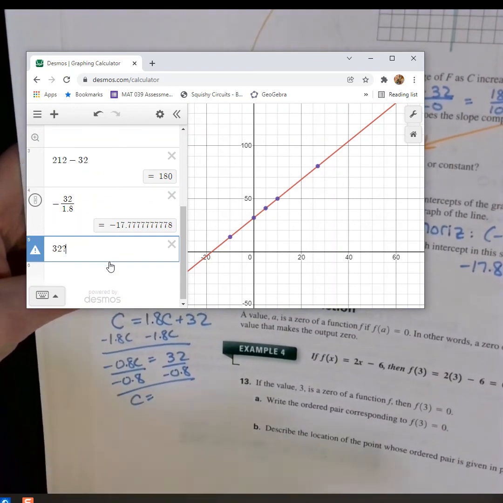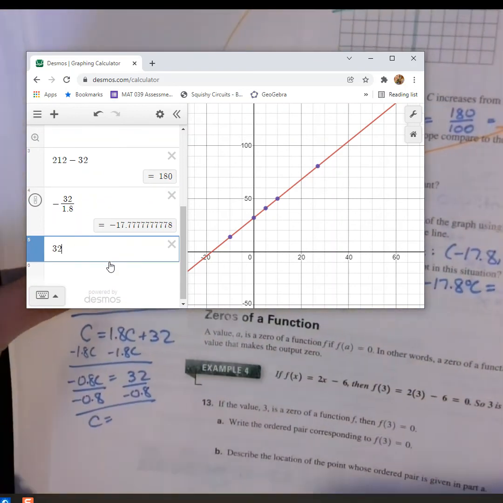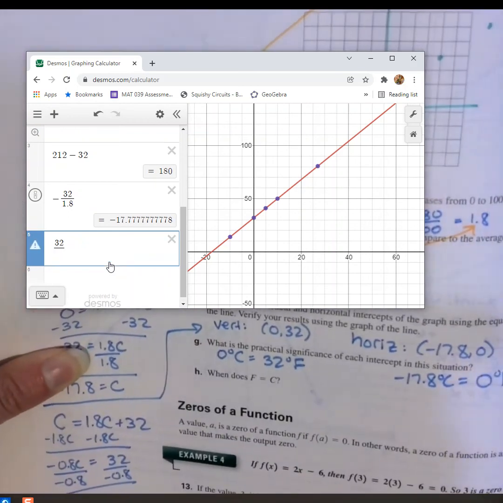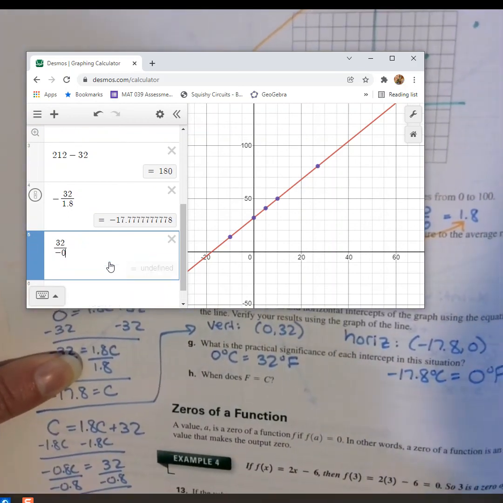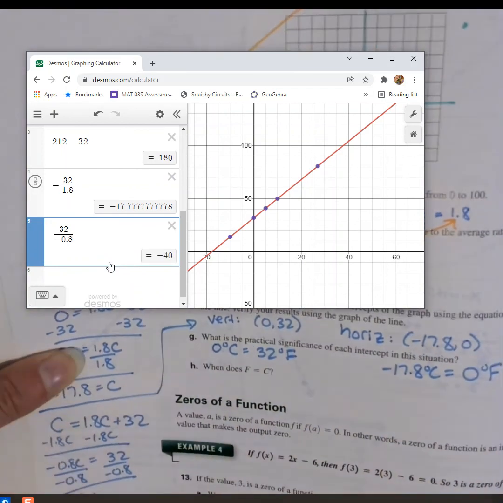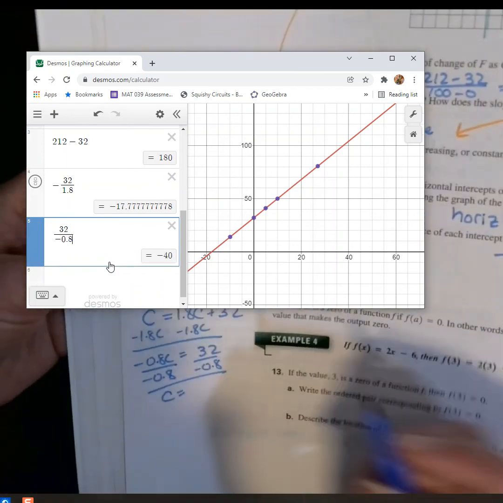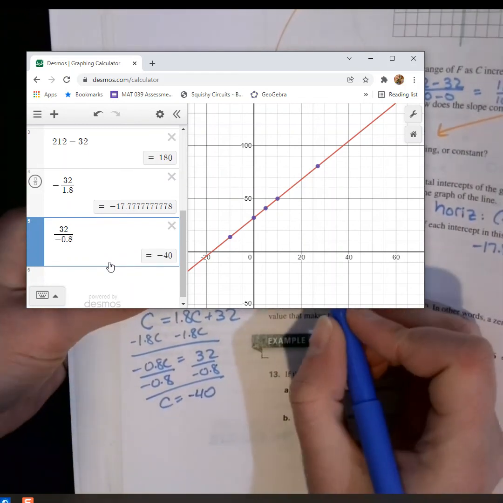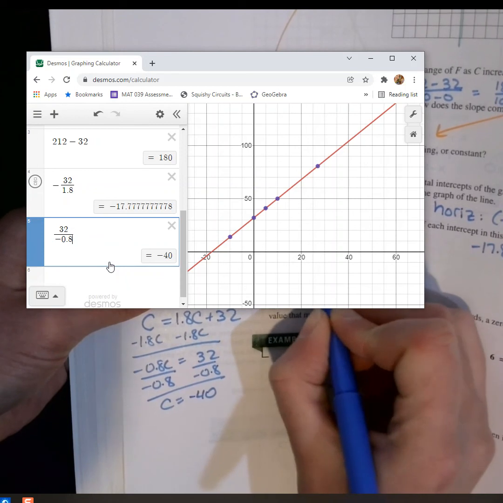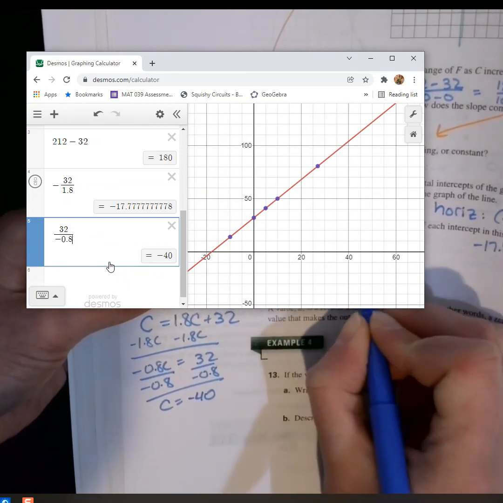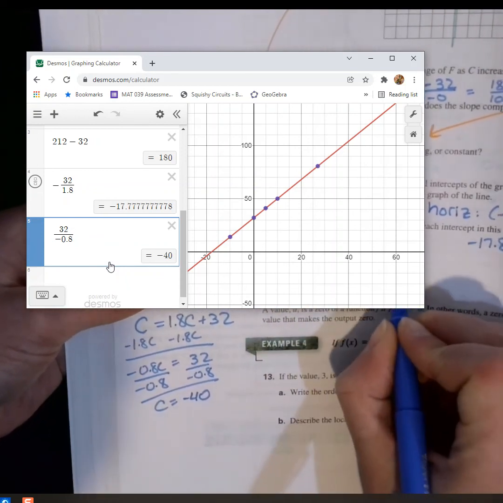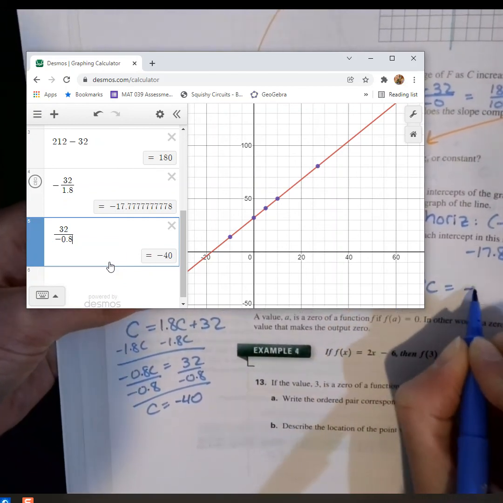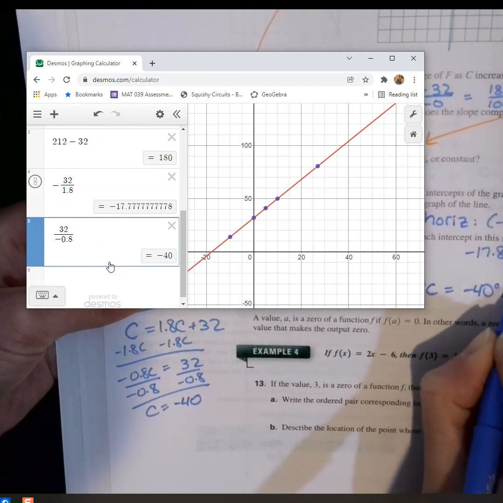Oops, goodness. Gotta get my keyboard moved out of the way so I can hit the right buttons here. There we go. All right, so it gives me negative 40. Okay, so that should mean that the ordered pair is negative 40, comma, negative 40. So that should mean that negative 40 degrees Celsius is the same thing as negative 40 degrees Fahrenheit.